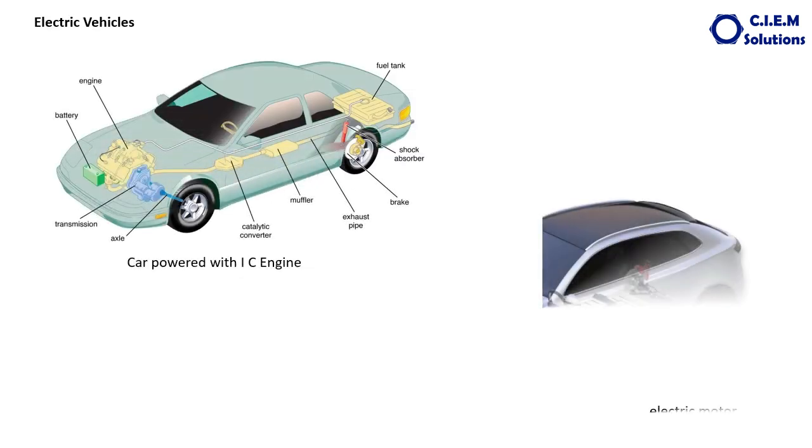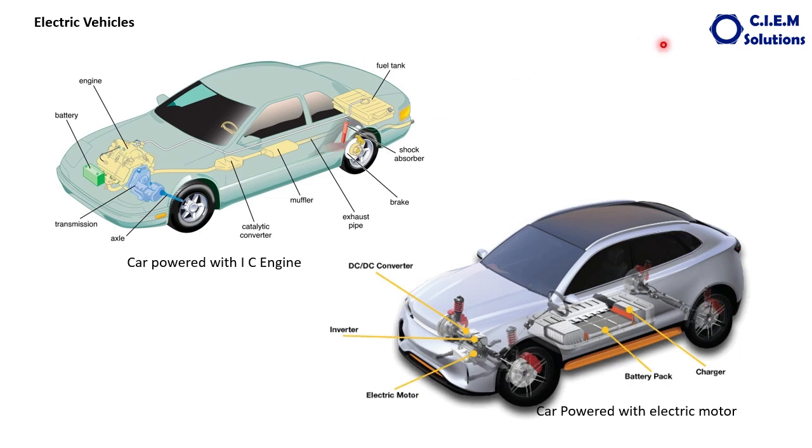Let's have a brief look at the two vehicles. This car is powered with an internal combustion engine, whereas this car is an electric vehicle. What is the difference? The shape of the car is identical. The tires are identical, axles are identical, seats are identical, headlights are identical, everything is identical except the one prime mover which turns the wheels.